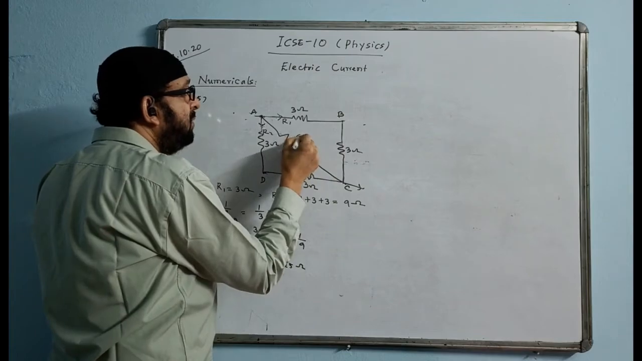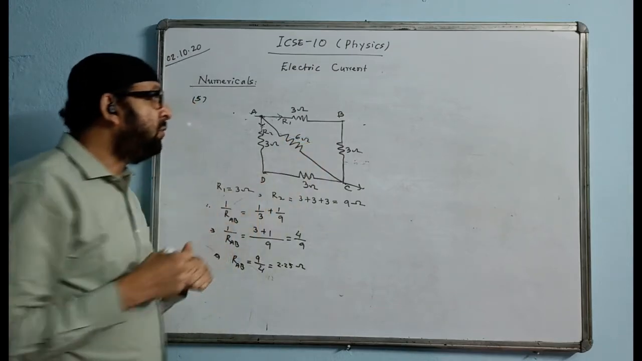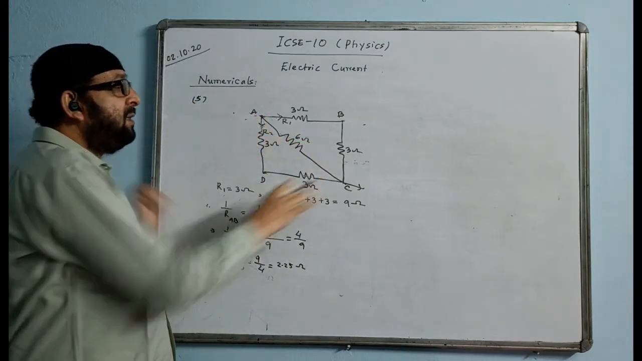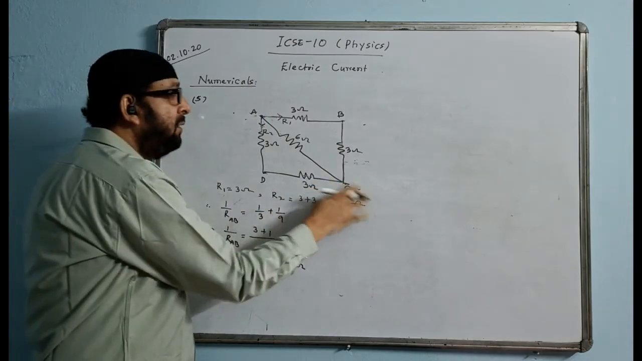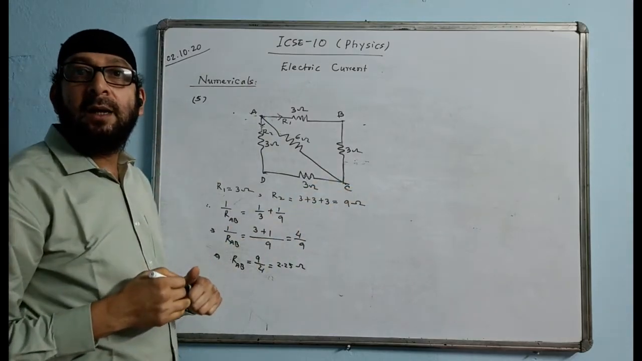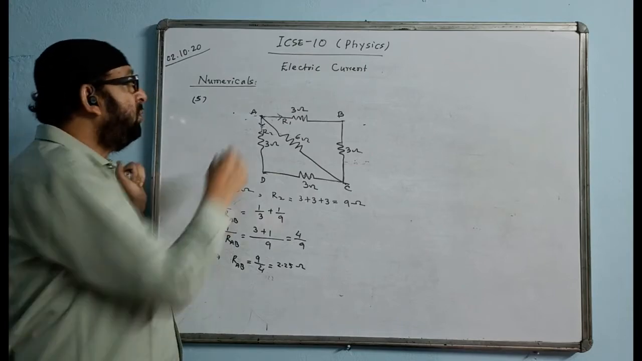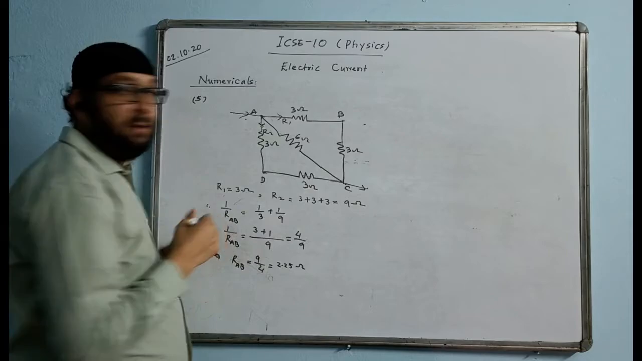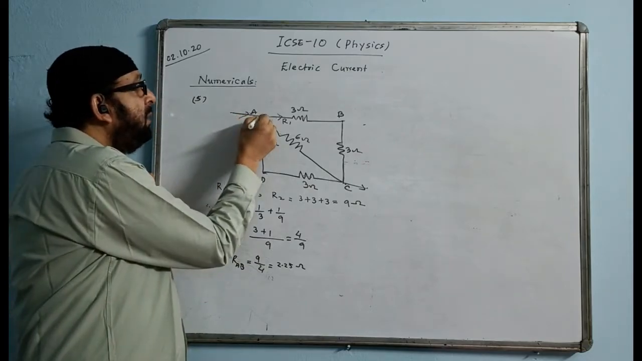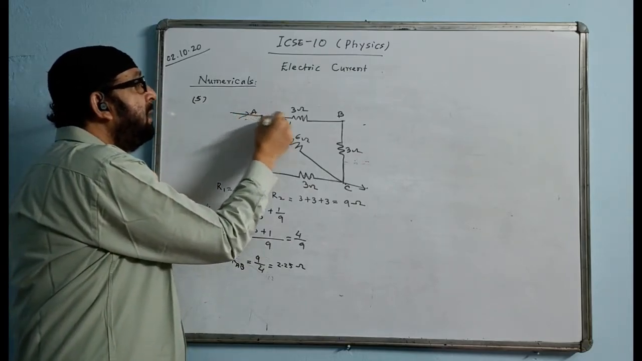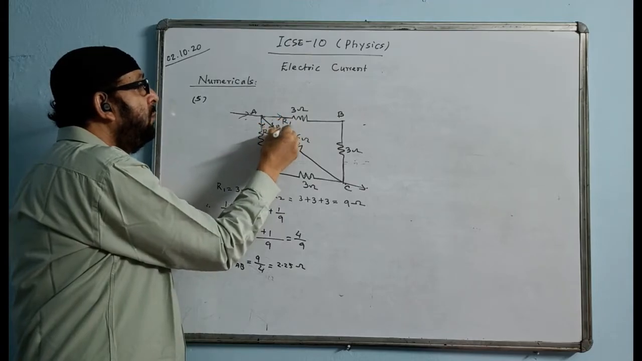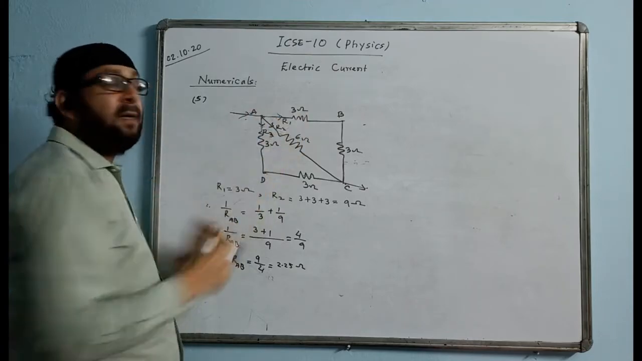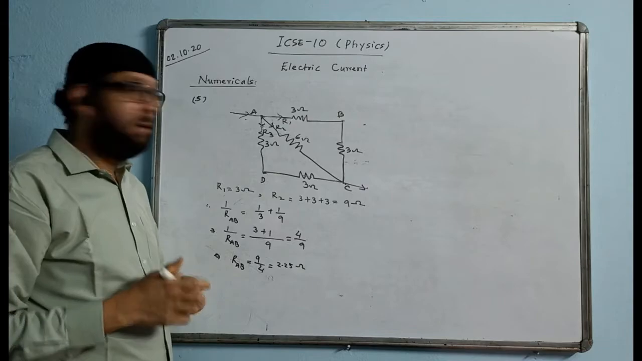This is also given 6 ohm, for example. So how to do? We see between A and C, the question is asking to find the equivalent resistance between the points A and C. Through A the current enters and through C the current will leave. As the current enters through A, it is dividing into three branches: R1, R2, R3. Anyone we can take as R1, R2, R3, randomly.